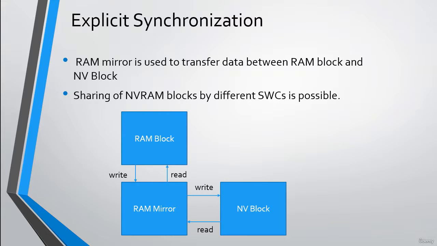The figure shows a simple block diagram of how this is correlated. There is the RAM block, then the RAM mirror, followed by the NV block. From the RAM mirror, we can be accessing the RAM block. The RAM block can be updated and read or written to the RAM mirror. And then finally, the RAM mirror data is written to the NV block using read-write scenarios.